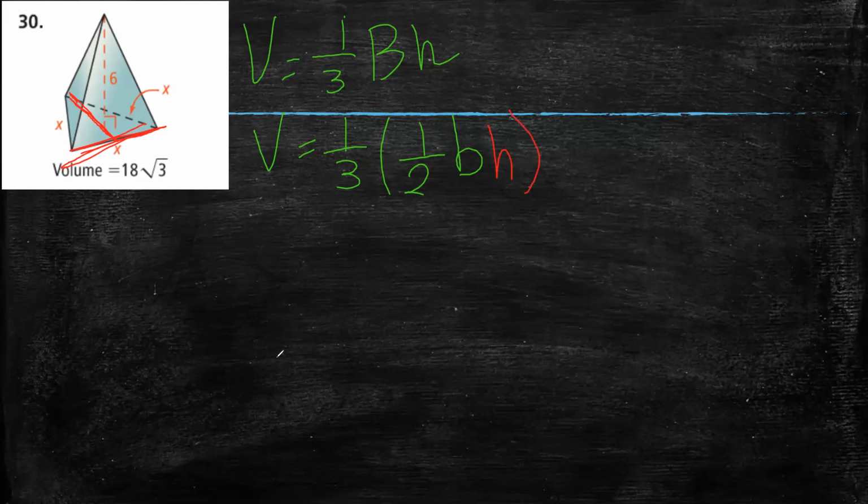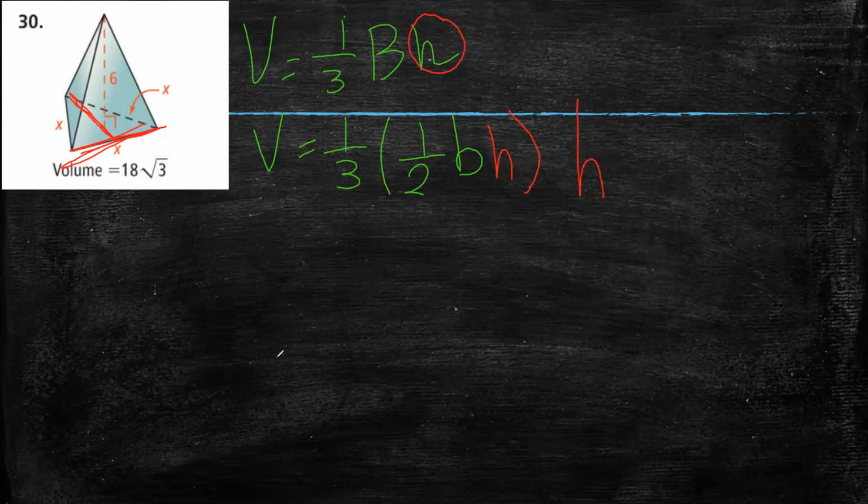This is for the base, times the height, which is 6. So here, the first h is the height of the base, which is different than the height of the pyramid.